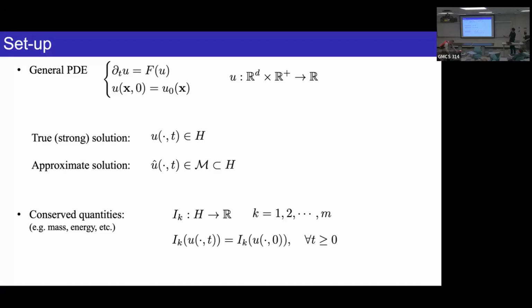Whatever these quantities are, I'm going to denote them with I_k, I for invariant. These are maps from function space to the real line. And the invariance of these quantities or conservation of them implies that they don't change over time. The number of conserved quantities for the PDE in general is M.